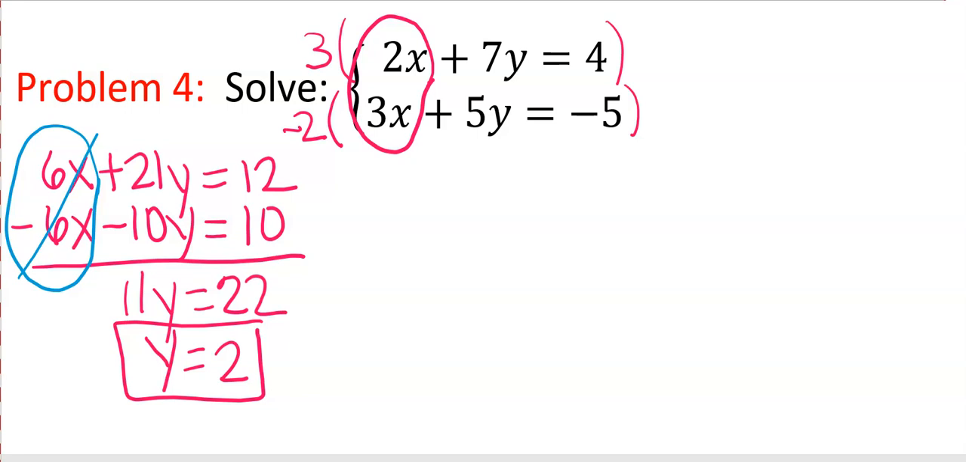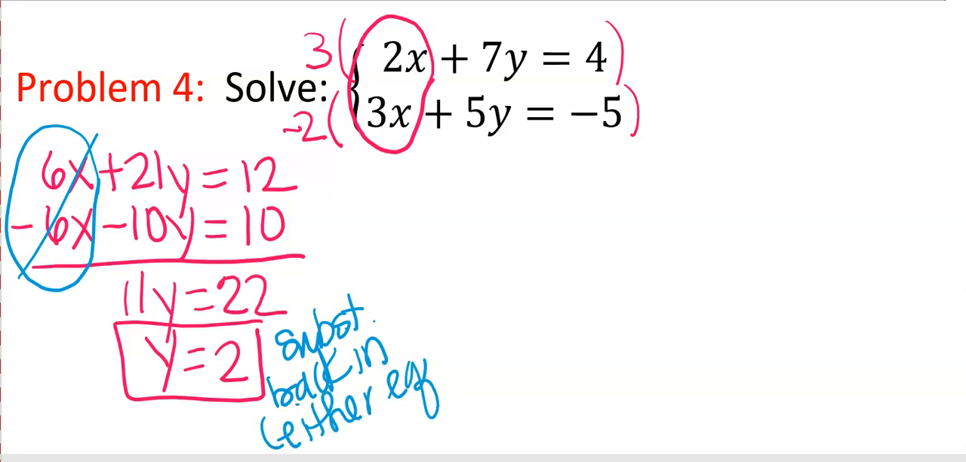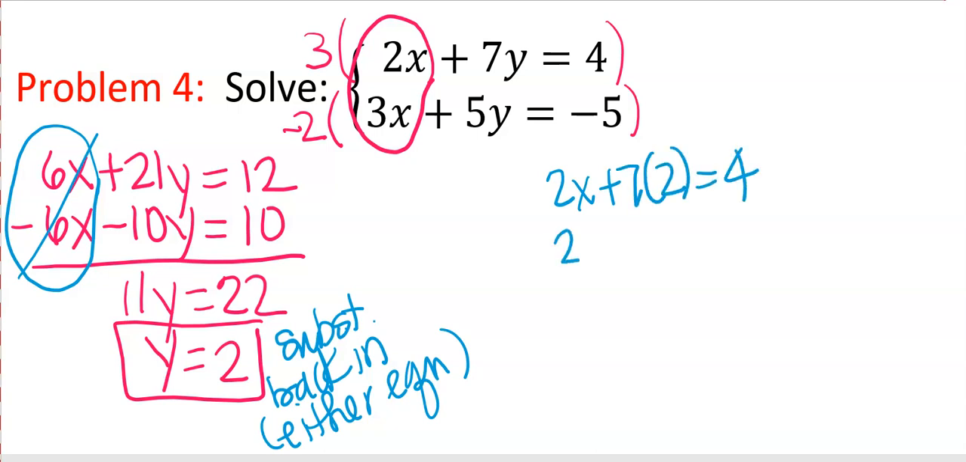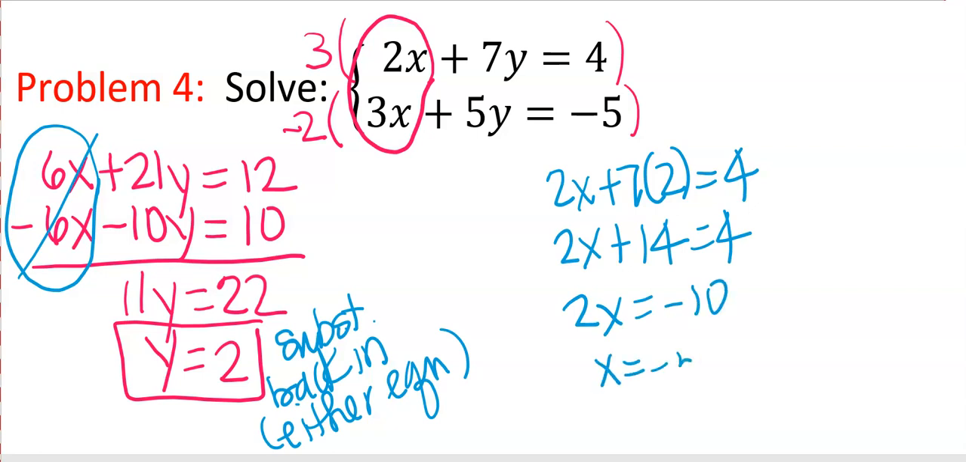Where do I plug it in? Does it matter which one? No. Do either one. I'm just going to put a little note. Substitute back in either equation. I picked the one that looks simpler, but sometimes there isn't one. So 2x plus 7 times 2 equals 4. Subtract 14. X equals negative 5.